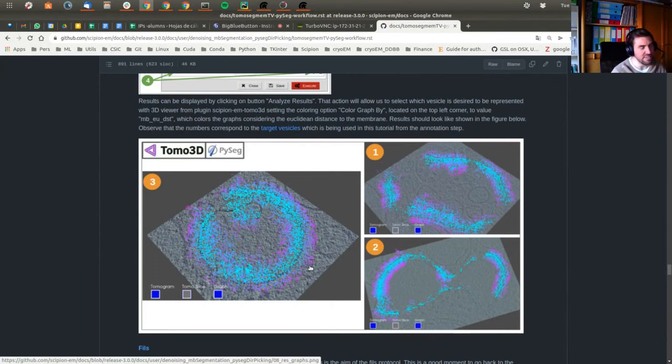The filaments will be a refinement of this result, just with other parameters and filters to have, instead of different connected nodes, only the initial and the final node, the connection of only two nodes, which will be the beginning and the end of the filament, which will be used finally for the picking.